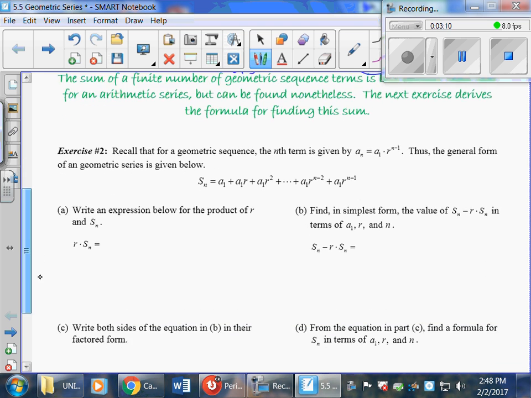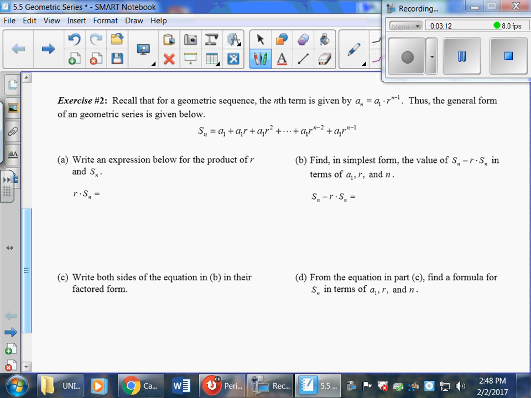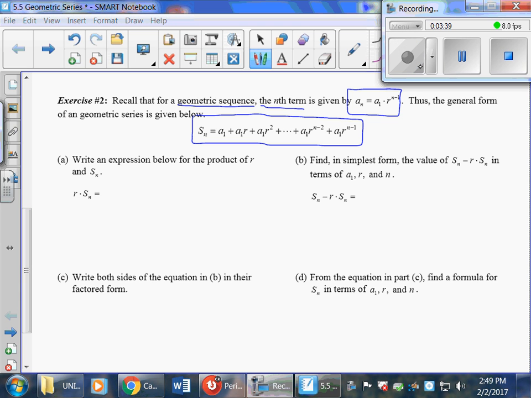This is the formula I just talked about, but this is how we derive it. Recall that for a geometric sequence, the nth term is given by this. Thus, the general form for a geometric series is given below. Write an expression below for the product r and s of n. So what do we end up with? We end up with r times this whole thing, a1 plus a1r.